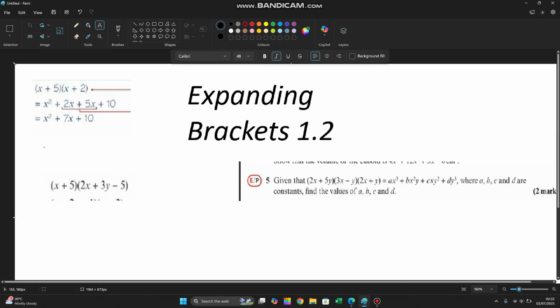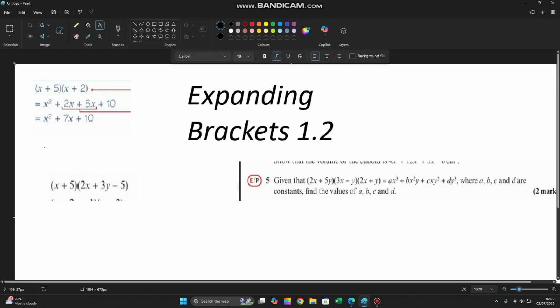So if we have a double bracket like this, x plus 5 times x plus 2, the way to do this is we start with the first part. So we look at the first bracket and look at the first part of it. So we have x here. So what we need to do is times the first part of the second bracket by the first one.